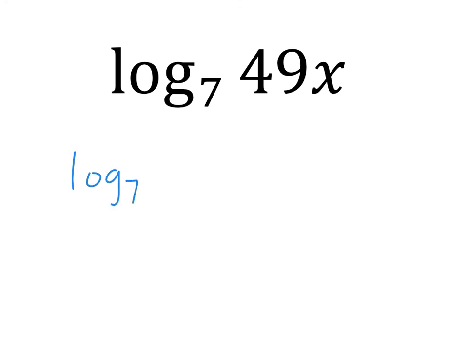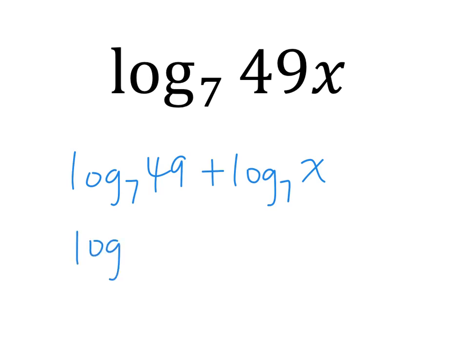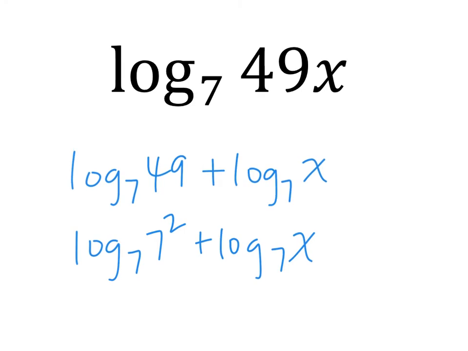Log base 7. 49. Plus log base 7. Okay, and then you do the square root. Or you move the 2 to the front, right? Where is the 2? You're too far ahead of us. Because it becomes 7 times 7. Yeah. So 7 squared. And then you move the 2 to the front.